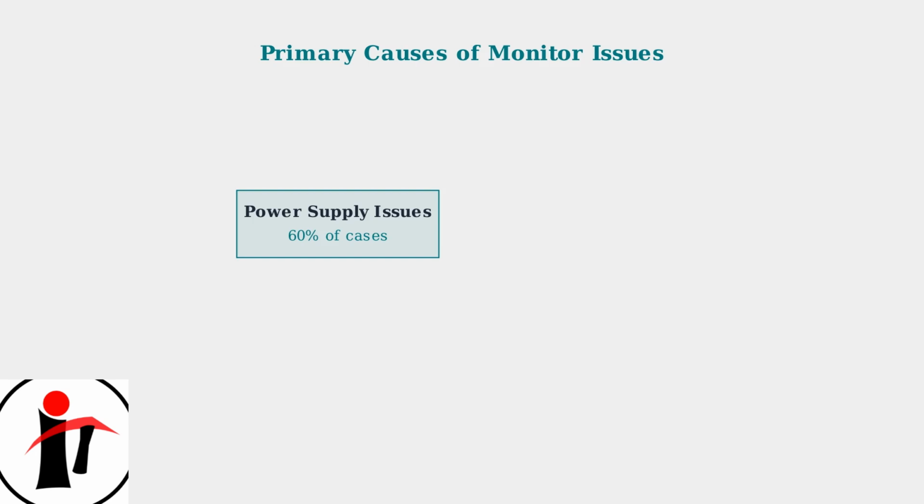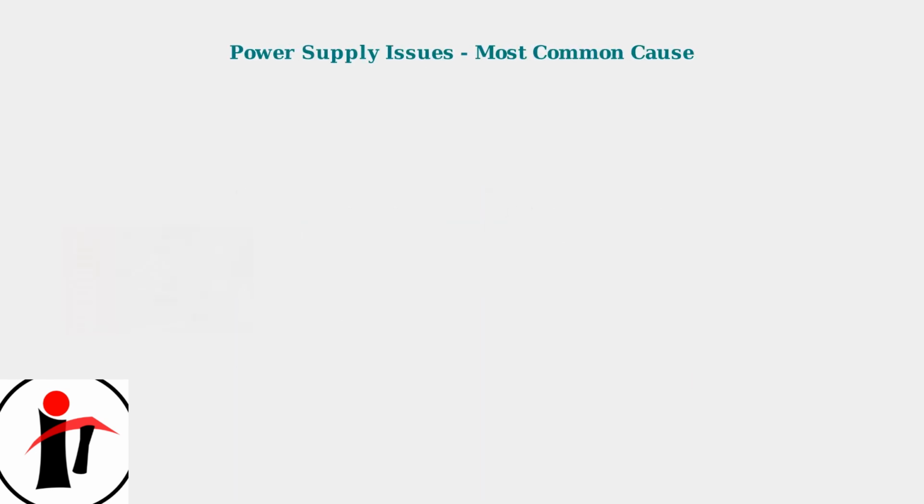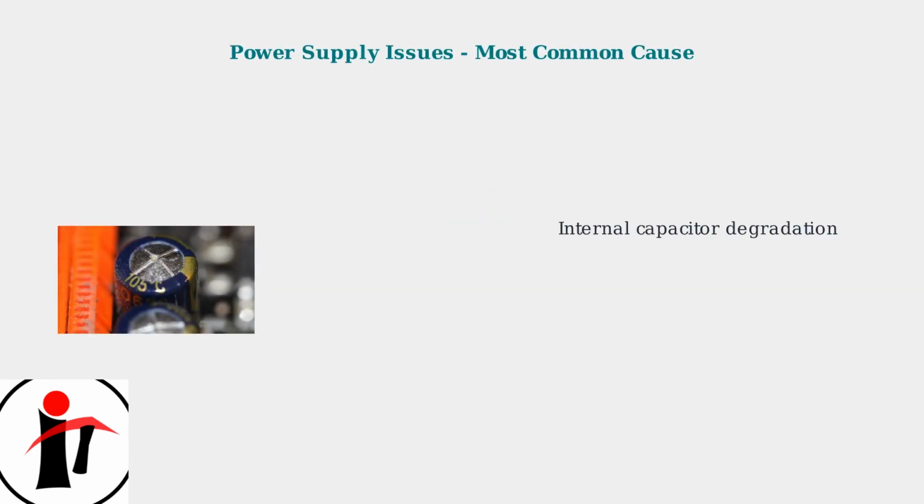Power supply problems account for 60% of cases, making them the most common cause. Cable and connection issues make up 25%, while hardware component failures account for 10%. Software and driver problems represent the remaining 5%. Power supply issues are the leading cause of Sceptre monitor problems.